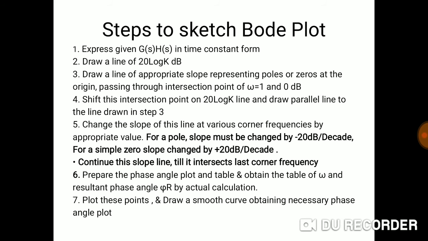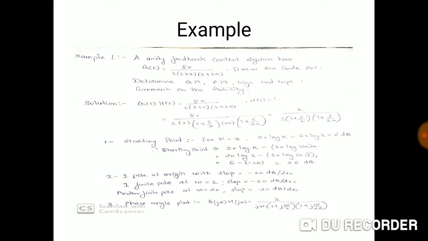Then prepare the phase angle plot and the table. For the phase angle you have to prepare a table by varying omega. Then prepare the table and you can draw the resultant phase plot. We'll discuss one example with respect to that.